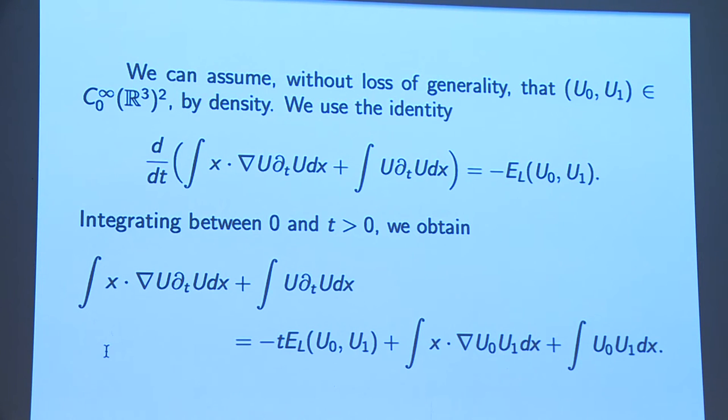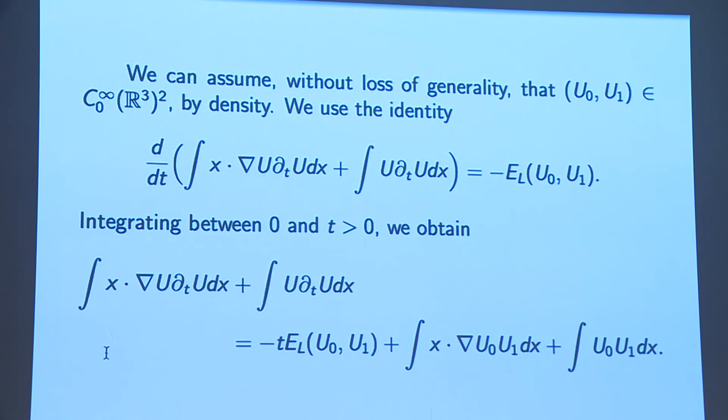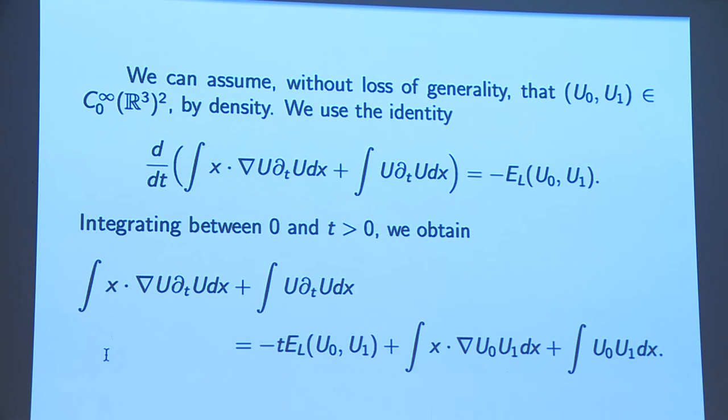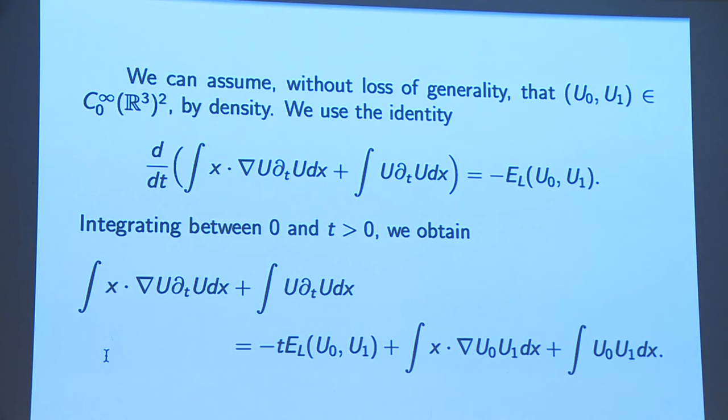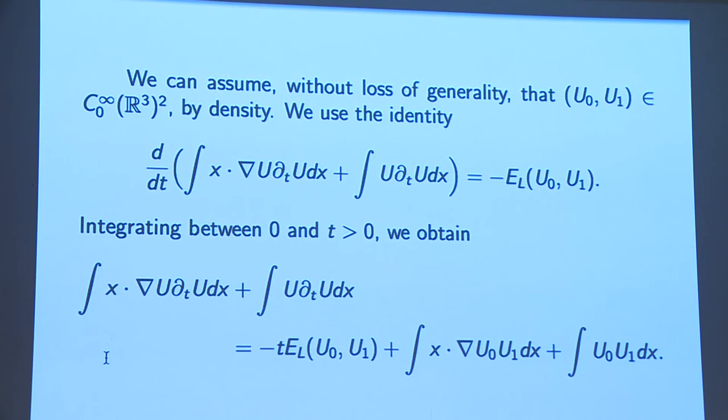Next, I'm going to use a virial identity to prove this. And here is a virial identity that you use. This is a virial identity for the linear wave equation. You prove it by integration by parts. There's nothing more here. And you can trust me that these are the right coefficients for this to hold. The linear energy has the 1/2.